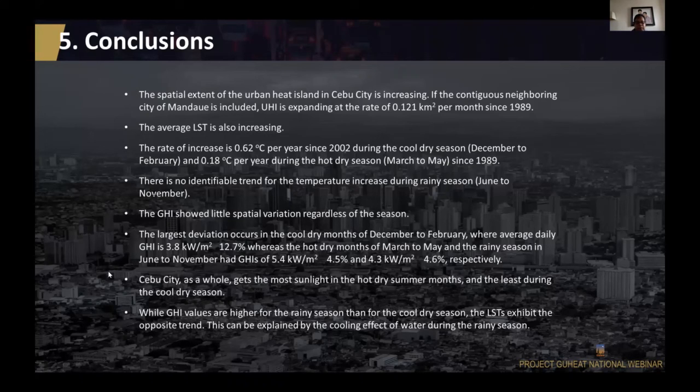The largest deviation is in the cool dry months of December to February, where average daily GHI is 3.8 kilowatt-hours per square meter, 12.7%, whereas during the hot dry months, the GHI is about 5.4 kilowatt-hours per square meter, and also these other figures. Cebu City gets the most sunlight in the hot month, which is, I think, true for all the areas.